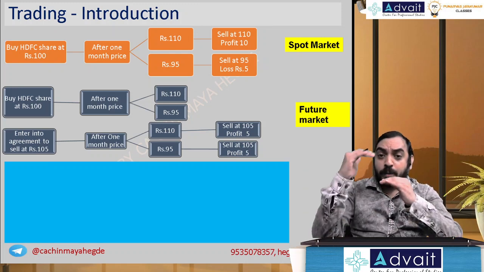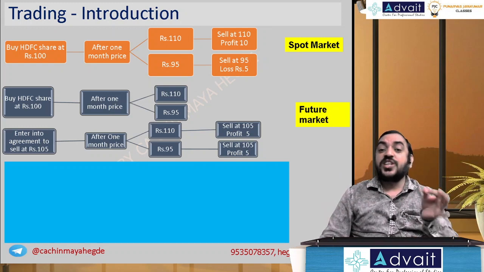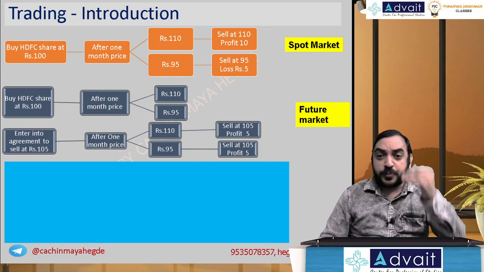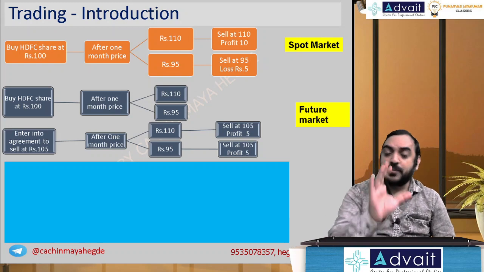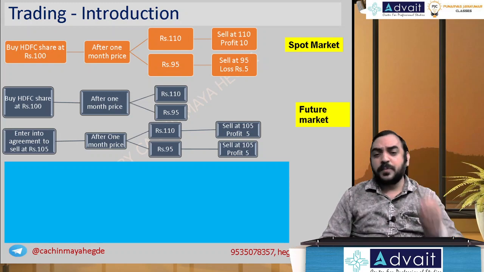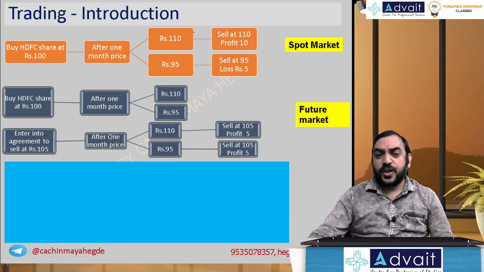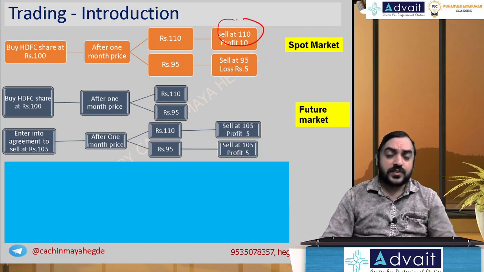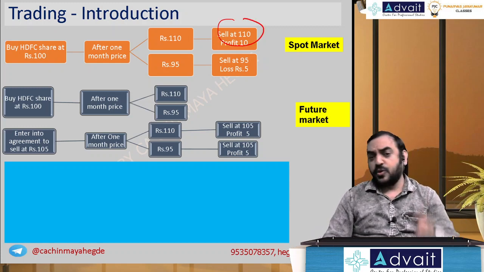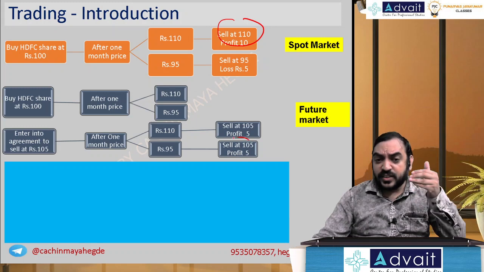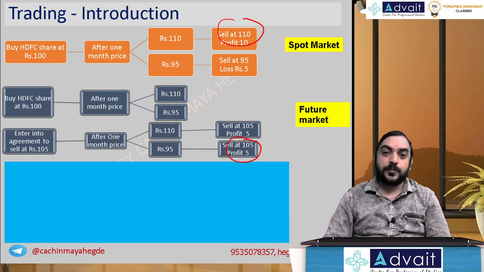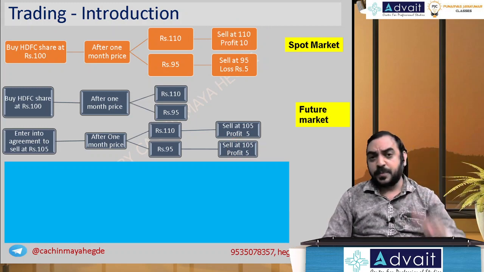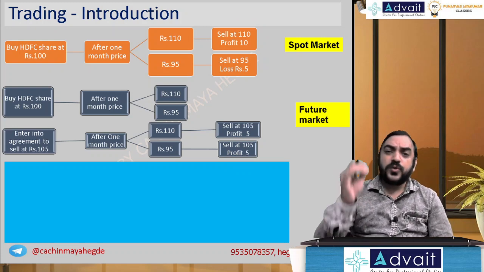Now comparing these two situations, which is better? Going to the spot market or the future market? Some people say the spot market is better, you can make a profit up to 10 rupees. Some people say no, the future market is better, even when there is a loss, you can make 5 rupees. And an intelligent person will say, I want both.